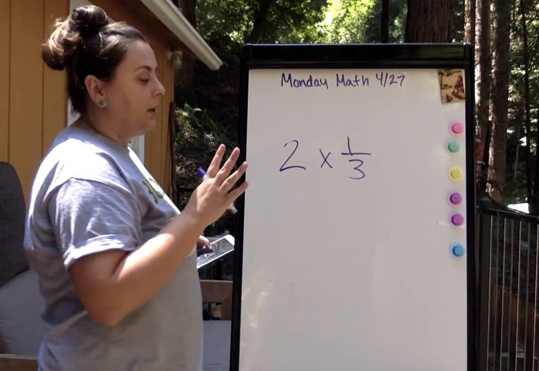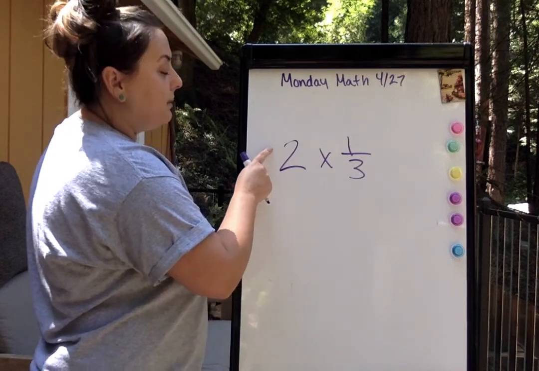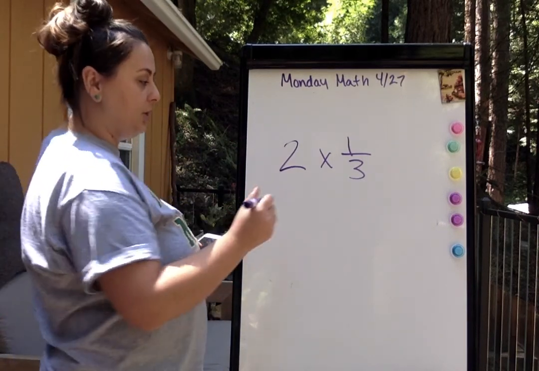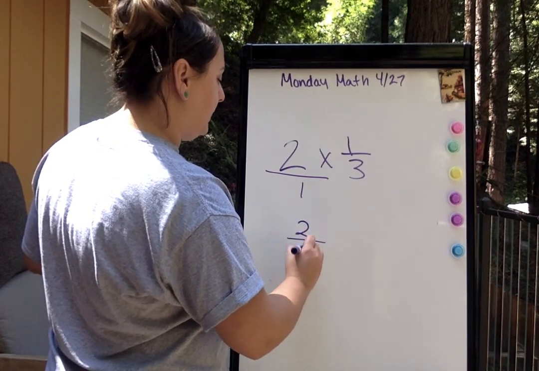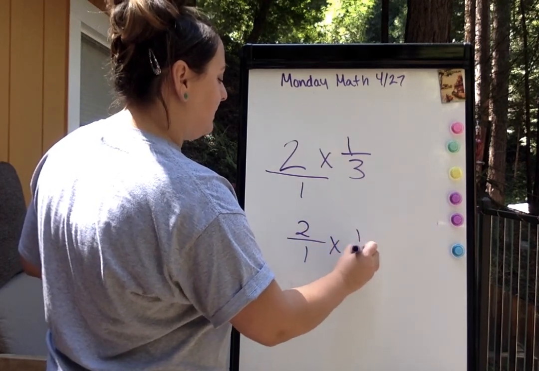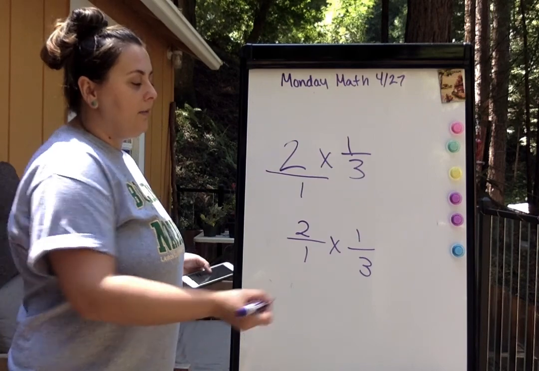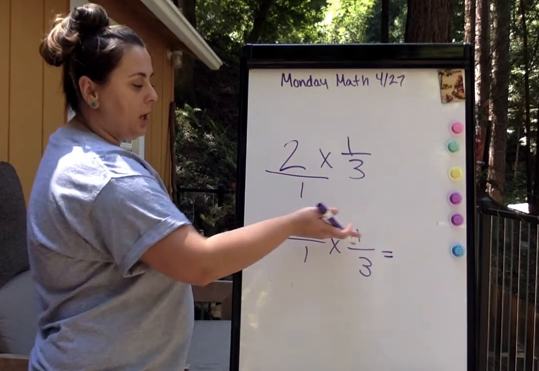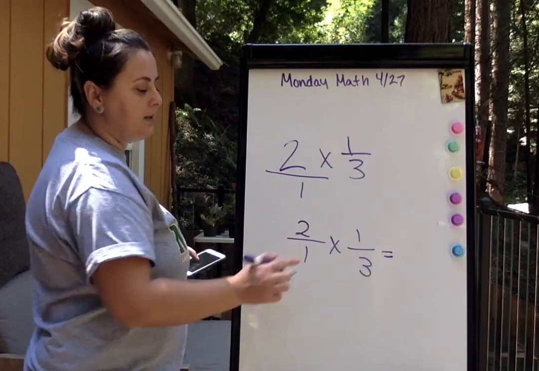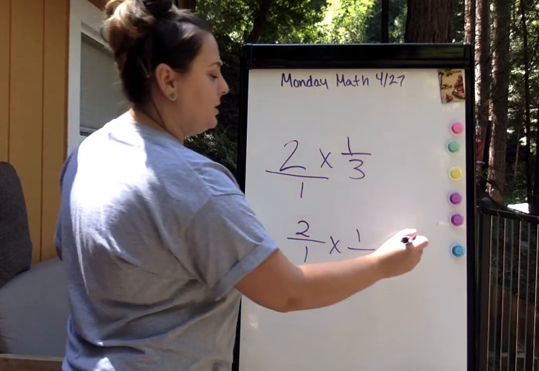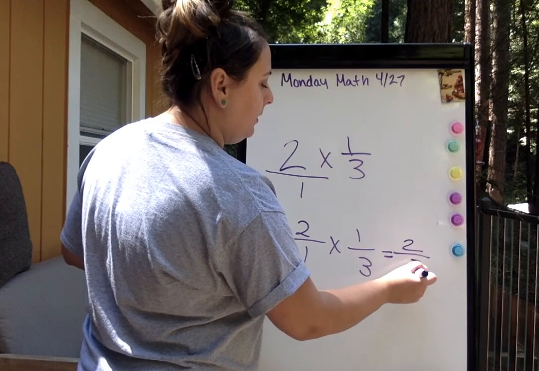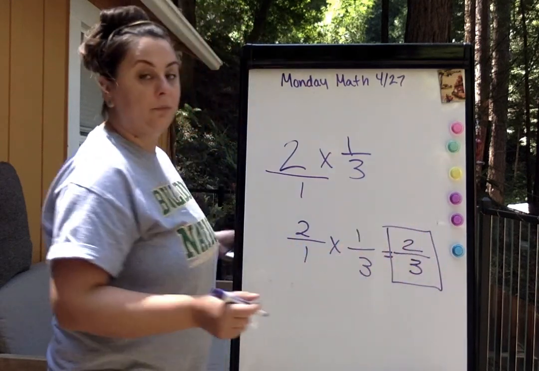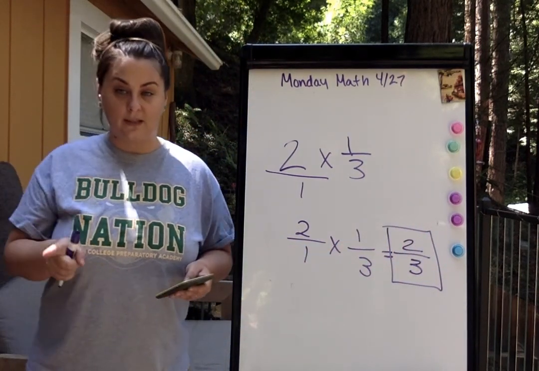Now, easiest way to do this is to make this into an improper fraction. And you do that by putting a 1 underneath it. And I'm going to rewrite this because I like for things to be nice and organized. And then in multiplication, you're going to multiply across the top and multiply across the bottom. 2 times 1 is 2. 1 times 3 is 3. Easy peasy, lemon squeezy.